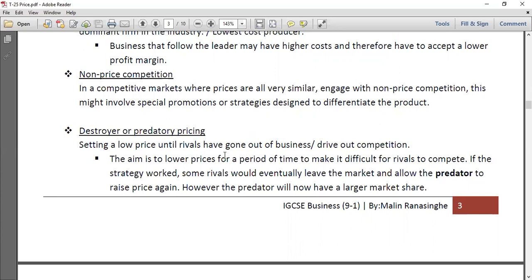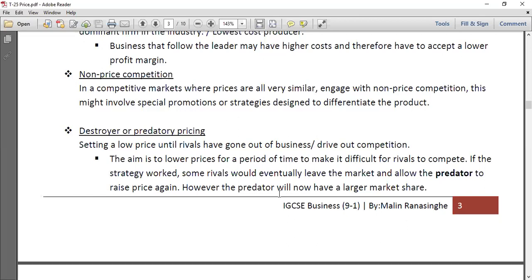This happens mainly with large multinational firms, when they want to establish their market and drive out the other businesses, erase the competition from the market. The aim is to keep prices low for a period of time, making it difficult for rivals to compete. If the strategy works, some rivals would eventually leave the market because they can't tolerate this. Everyone starts to buy from you instead of your competitor and the competitor can't sell at that price. So the predator becomes more powerful when the competition is low.